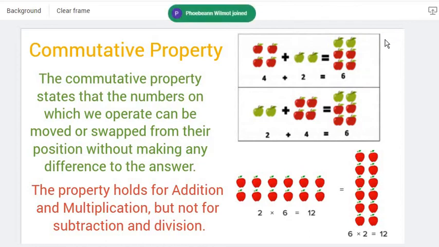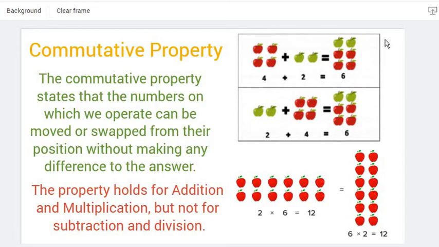So the commutative property is basically saying that the order in which you write the numbers doesn't matter. You're still going to get the same result. Say, for example, we have 4 plus 2. You're going to get the same result if you put the 2 in front and the 4 after. So if you say 2 plus 4, you're still going to get 6. That's the commutative property of addition.